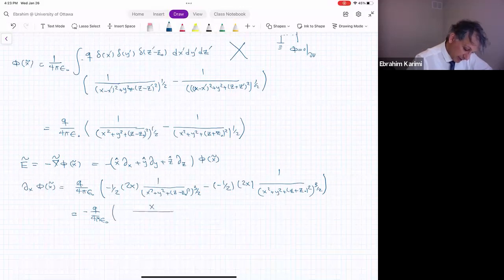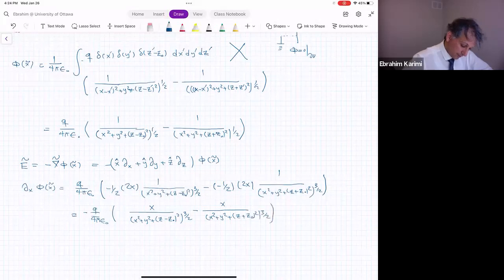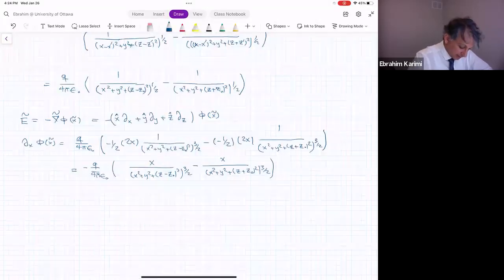That will be x divided by (x to the power of 2 plus y to the power of 2 plus (z minus z0) to the power of 2) to the power of 3 divided by 2, minus x divided by (x squared plus y squared plus (z plus z0) to the power of 2) to the power of 3 divided by 2. That's the derivative with respect to x. Derivative with respect to y will be the same, the only difference will be x is replaced by y because they are the same, the functionality.